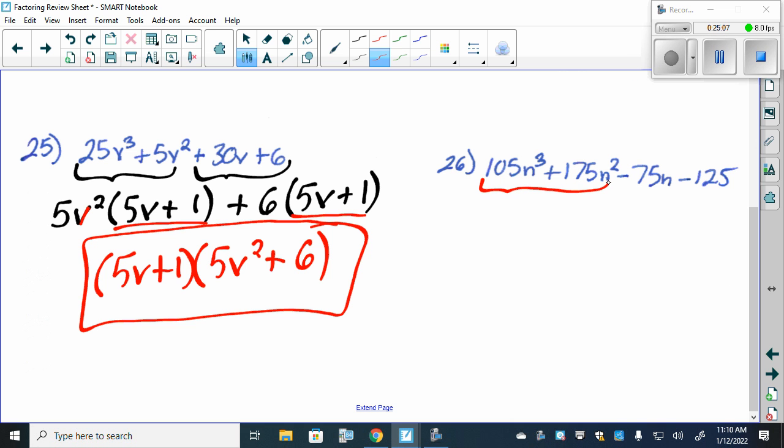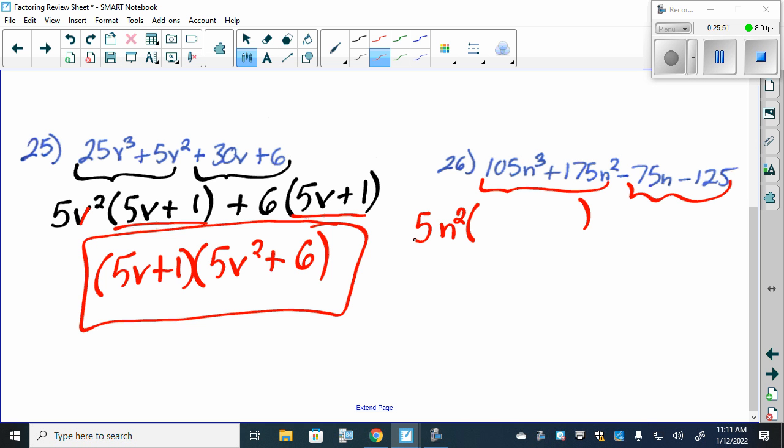So we can look at the first 2 and second 2. Now looking at these first two, I do know that I'm going to take out n squared, because the first one has n cubed, the second one has n squared, so it does have a greatest common factor of n squared. Now we need to find a greatest common factor between 105 and 175. One number I know in particular would be 5. So we can try this here.